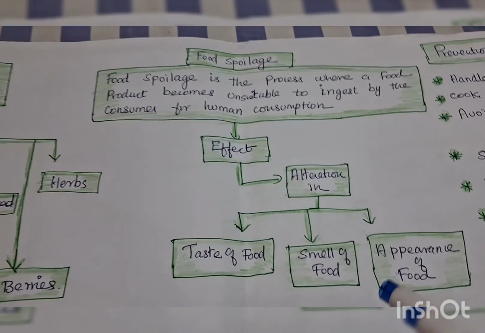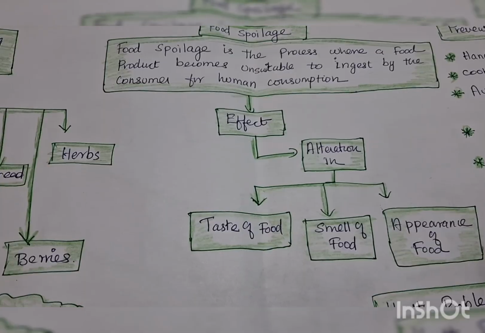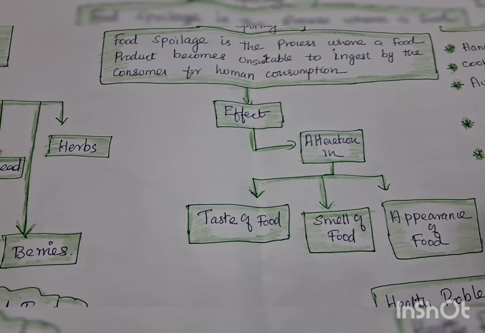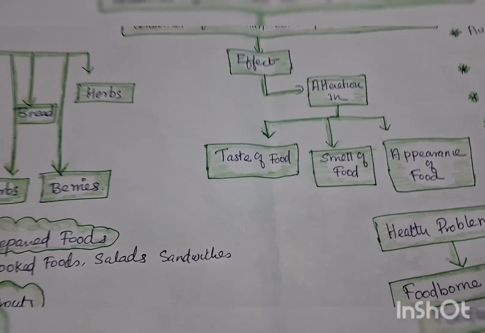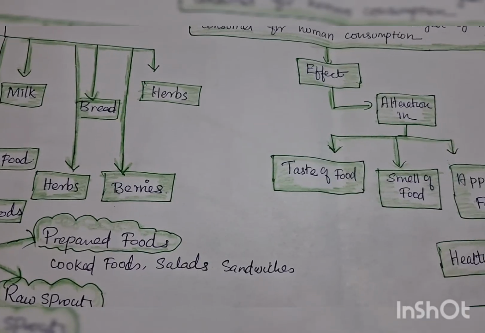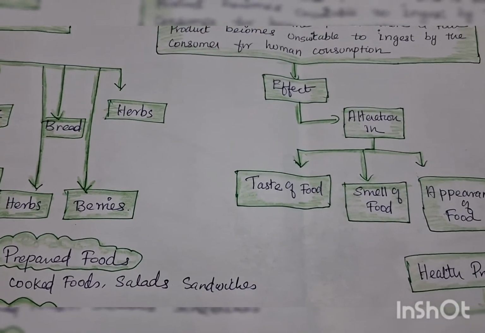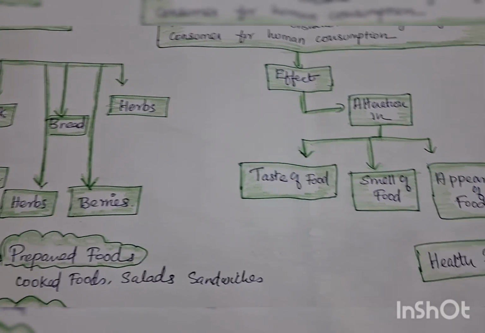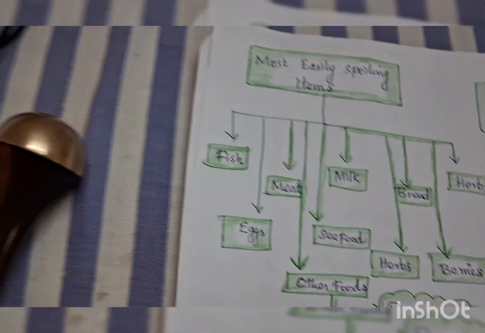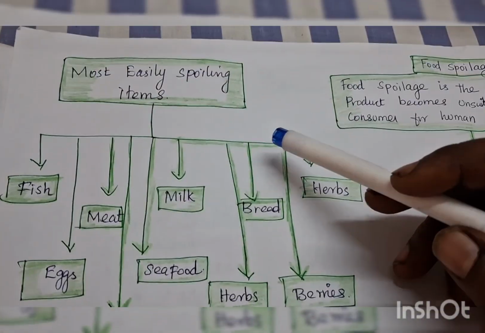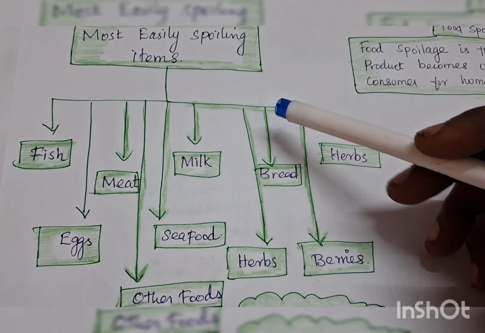In this class we are going to see clearly about what are the most spoiling items, what are the factors influencing food spoilage, what are the health problems that will occur, and how to prevent and treat food spoilage. Okay, the first thing we will see is the most easily spoiling items of food.